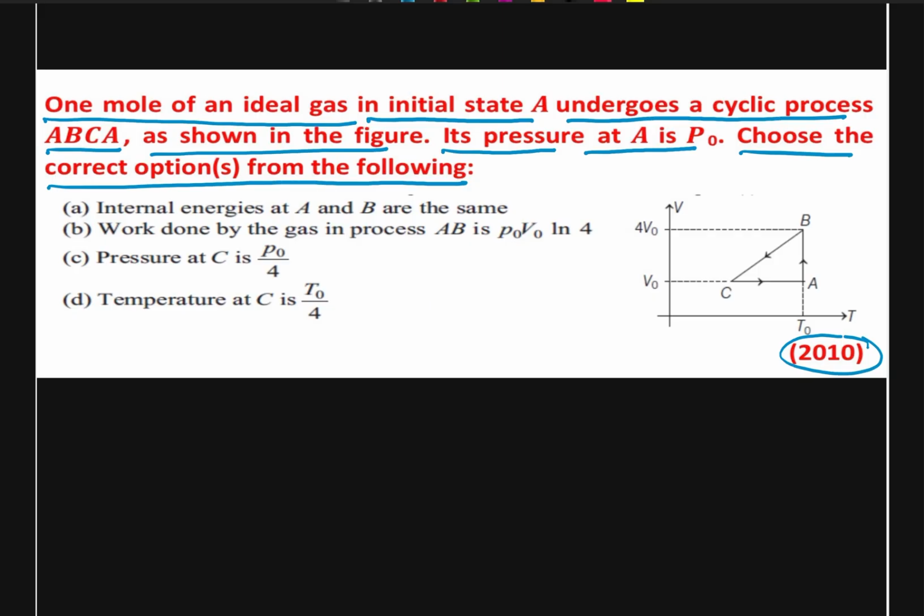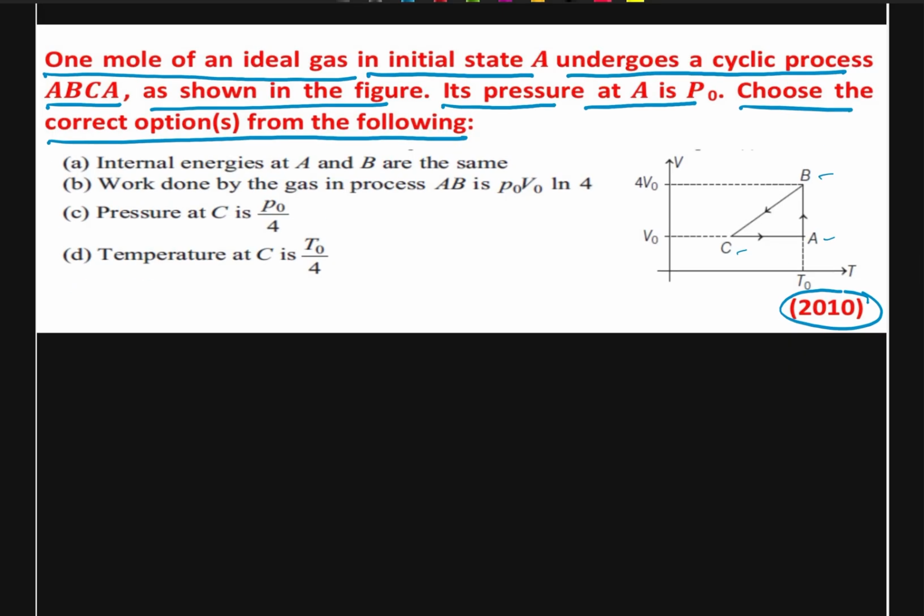So the basic figure is given to us. Start from A, go to B and back to C. A to B is isothermal, and B to C is simply a line process, which we can find out with the help of the equation of the line also. And C to A is basically a process where our volume is constant.